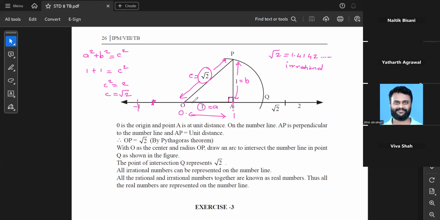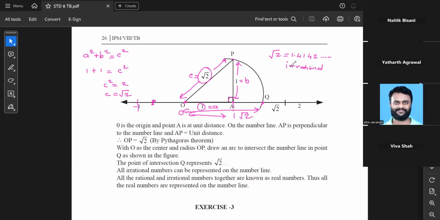The answer is very simple. You take a compass, you put your point over here, and make an arc from here. When you make the arc, wherever it intersects, obviously, if this distance is root 2, then this distance will also be how much? It will be root 2. So this is how we can mark root 2 on the number line geometrically.